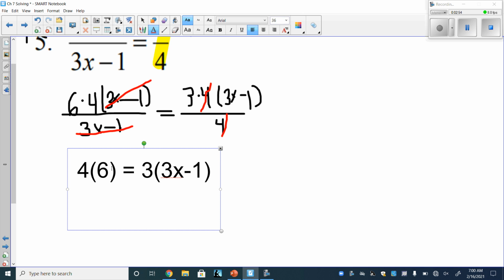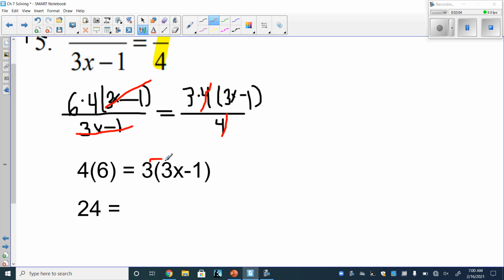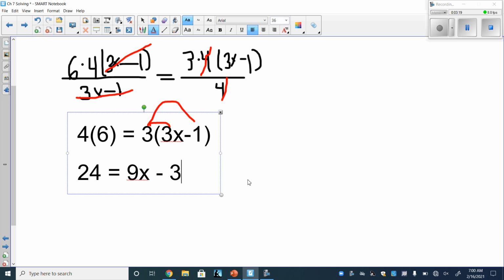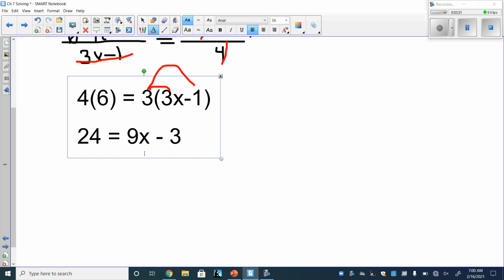The first thing we have is 4 times 6, and 4 times 6 would be 24, is equal to. Now we need to distribute the 3 across these two. 3 times 3x would be 9x, minus 3 times negative 1 would be minus 3. So we get 24 is equal to 9x minus 3.